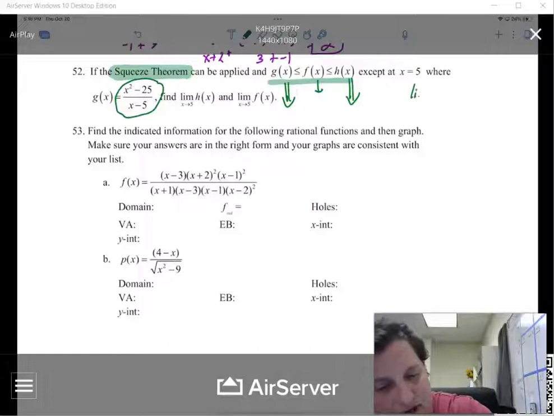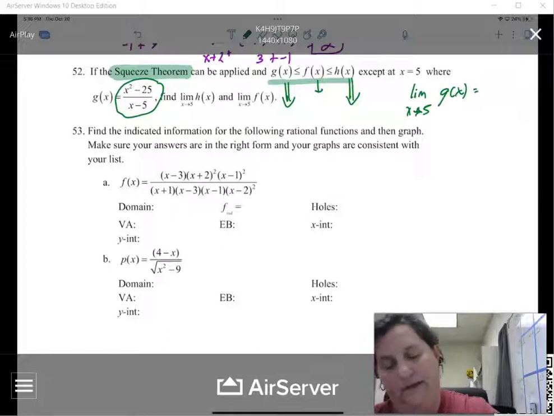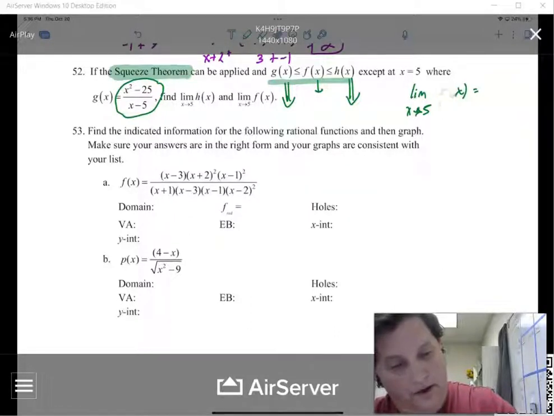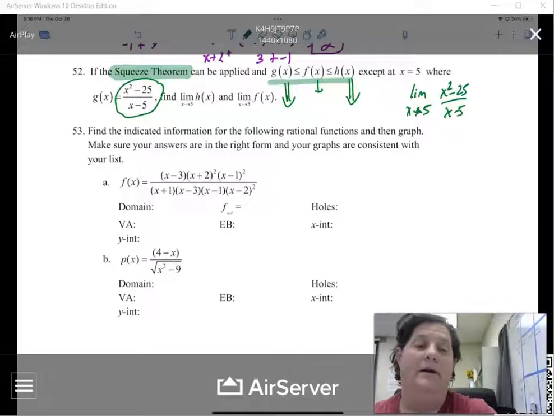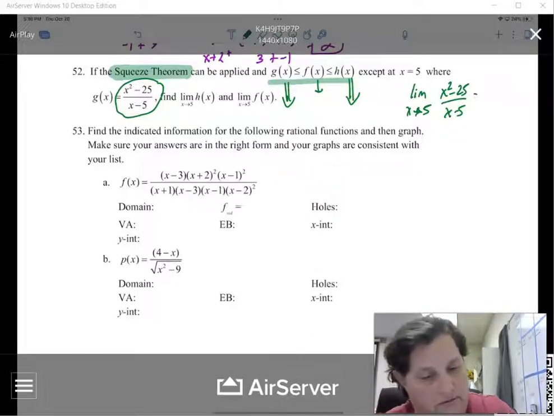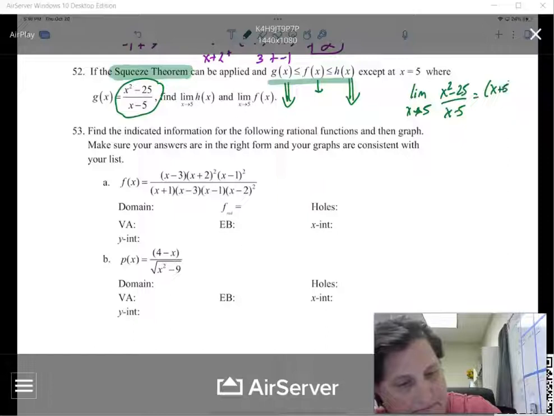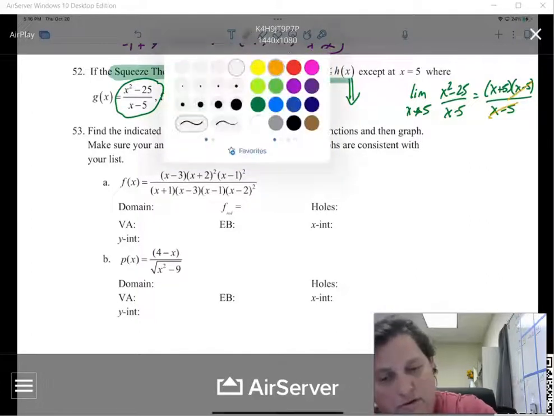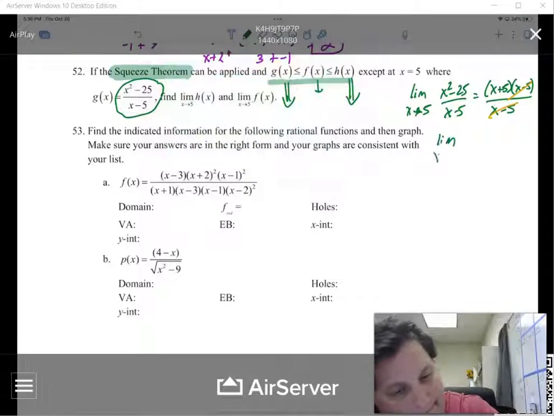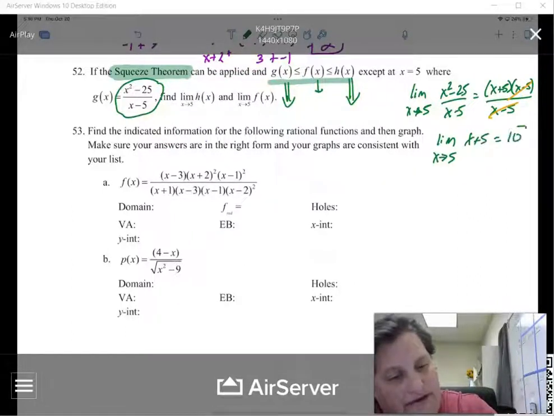Limit as x approaches 5 of g of x. All right? Let me go ahead and write what g of x is. X squared minus 25 over x minus 5. Okay, when I plug in 5, I get 0 over 0. So if I cancel that, those cross off. Of x plus 5 now. And now when I plug it in, I get 10.